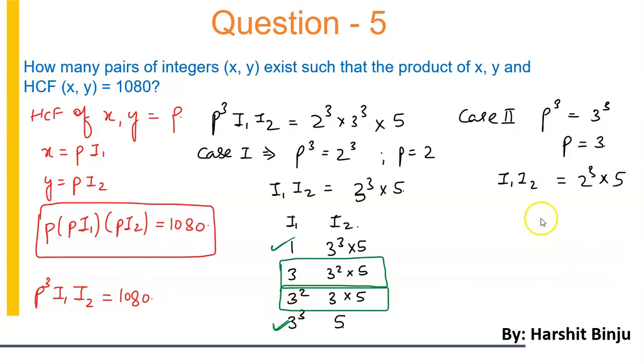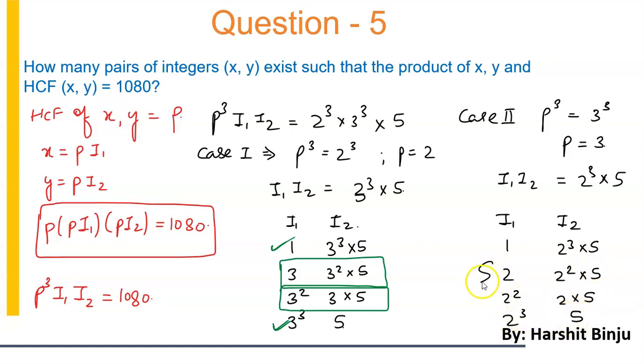See, the only thing that is changing from case number 1 to case number 2 is that instead of I1 and I2 being 3 cube into 5, now I1 and I2 is simply 2 cube into 5. So what's gonna happen? You're gonna again have 4 cases. So 1 and 2 cube into 5, then 2 square and 5, 2 square, 2 into 5, and 2 cube and simplify.